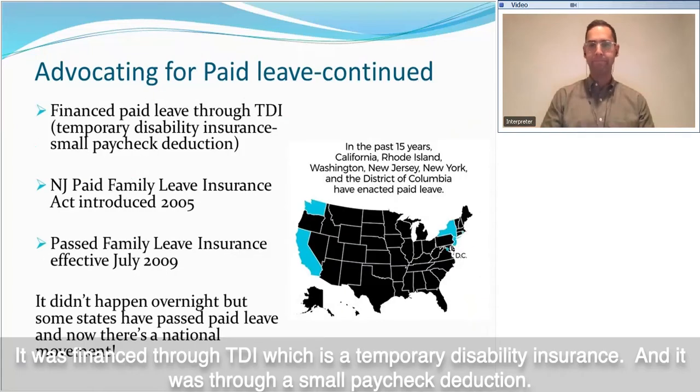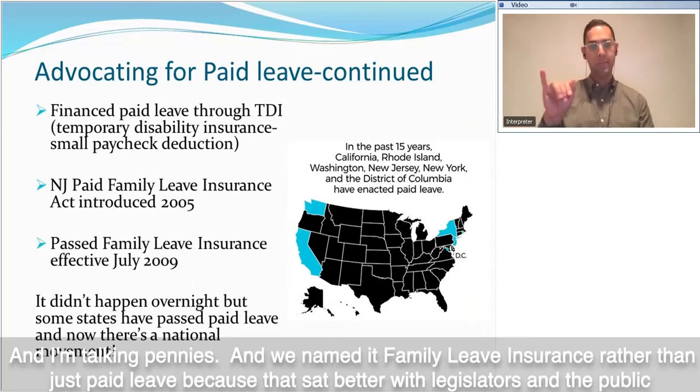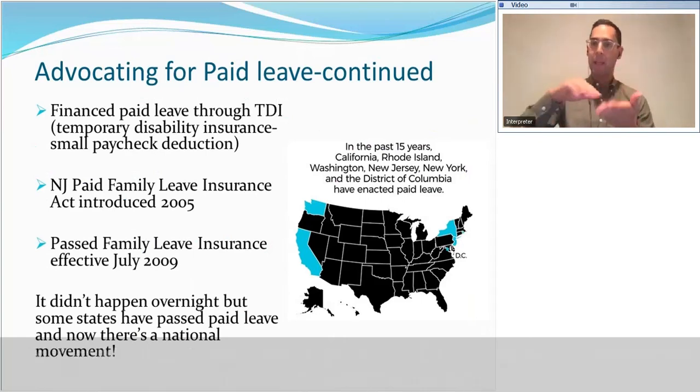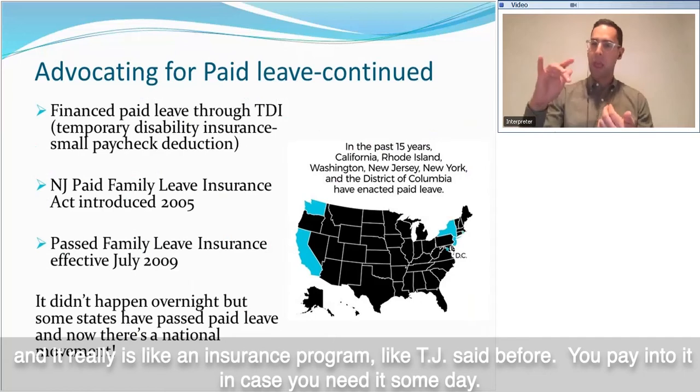It was financed through TDI, which is temporary disability insurance, and it was through a small paycheck deduction, and I'm talking pennies. And we named it family leave insurance rather than just paid leave because that sat better both with legislators and the public, and it really is like an insurance program, like TJ said before. You pay into it in case you need it someday.